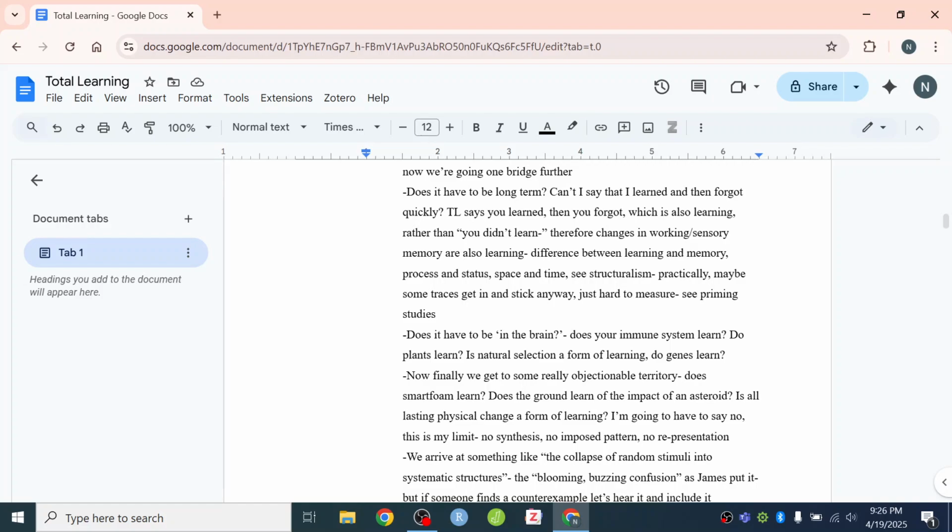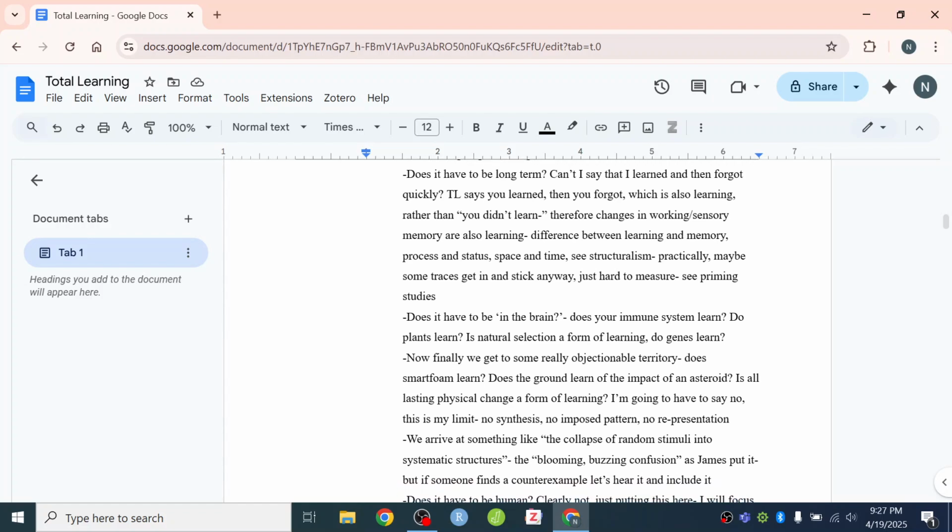There's no synthesis. There's no imposed pattern. There's no representation. There's only the physical on the physical, not the physical on a representation of the physical, which then gets re-expressed through a new action.